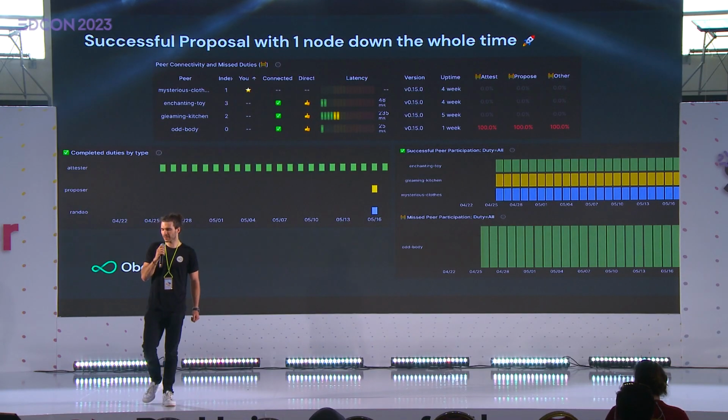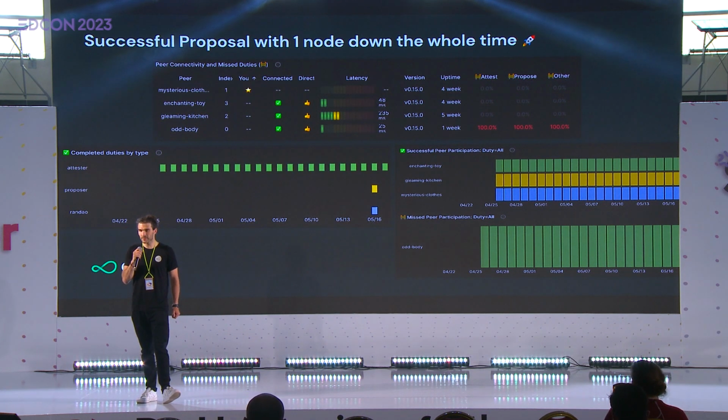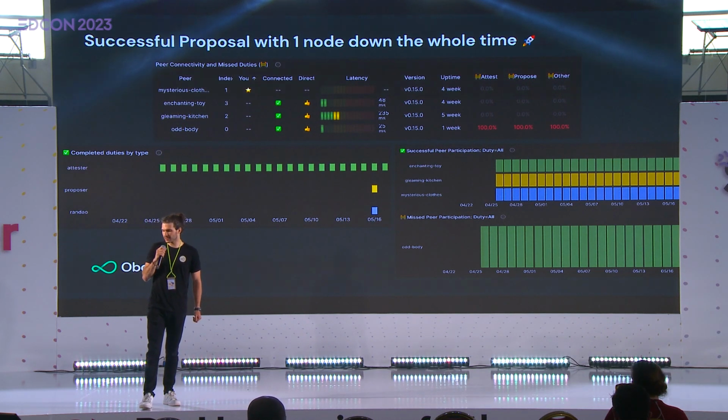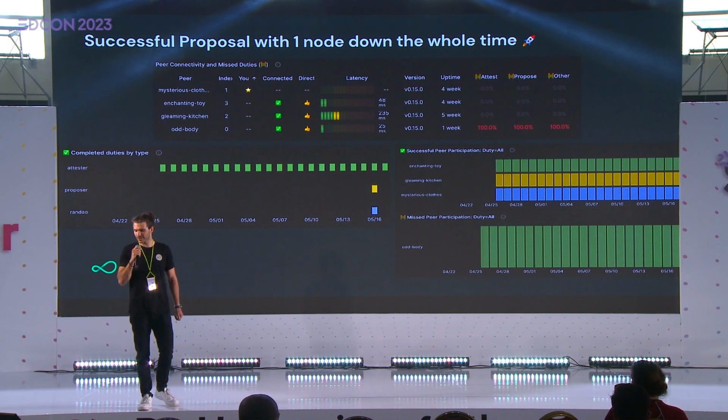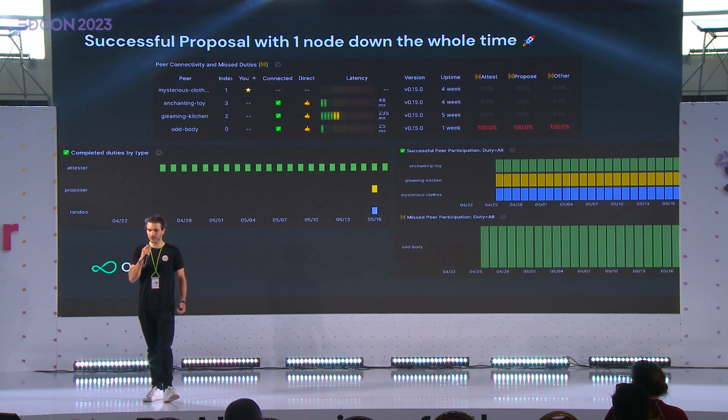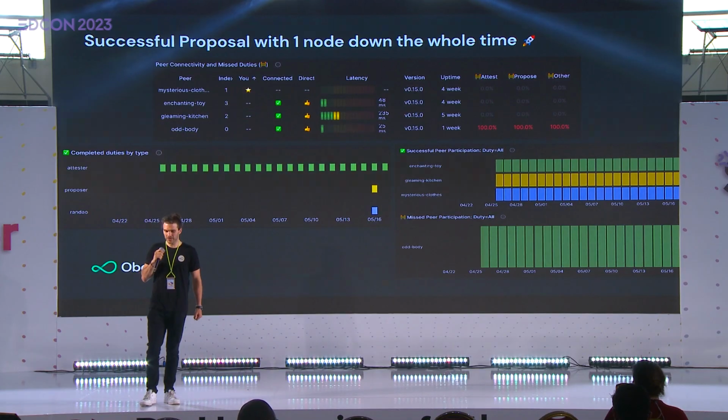Here are some screenshots of our Grafana dashboard and our monitoring. And what we're showing here is that even though 1 of 4 nodes was offline, this distributed validator was still able to make a proposal. And the yellow and blue lines on the bottom left show that it was able to do the RANDAO protocol and propose properly. So even if you have some of your machines offline, you shouldn't miss your proposals.